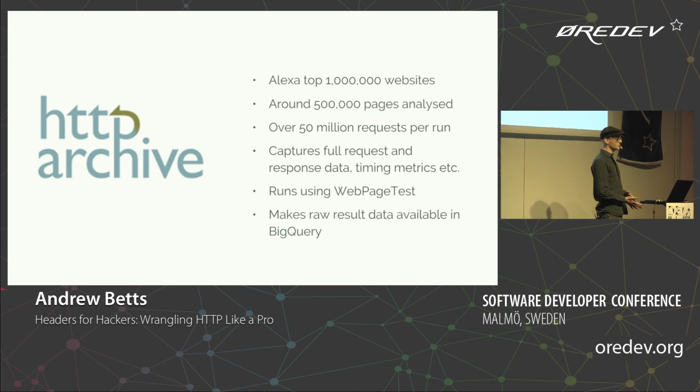So HTTP Archive is a project sponsored by Fastly and Google and various other people. It takes the top 1 million websites and runs them through WebPageTest every 2 weeks. That generates about 50 million HTTP requests.